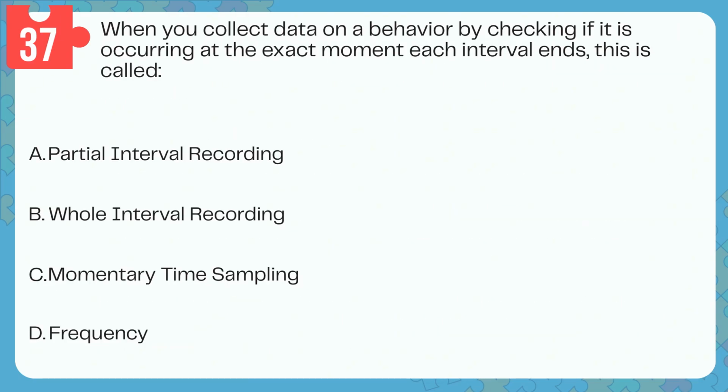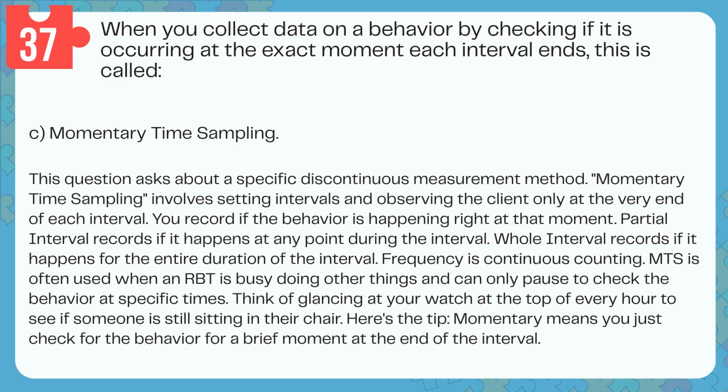Question 37. When you collect data on a behavior by checking if it is occurring at the exact moment each interval ends, this is called A. Partial interval recording, B. Whole interval recording, C. Momentary time sampling, D. Frequency. Answer: C. Momentary time sampling.